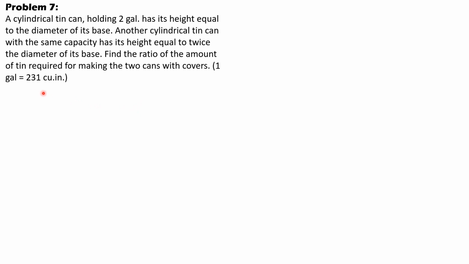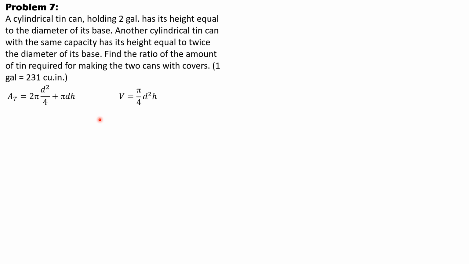So the total surface area is twice the area of the base, which is circular, plus lateral area, which is circumference times height. So the area of the base is pi over 4 diameter squared, times 2. Then the lateral area is pi dh, where pi d is the circumference. Then the volume is area of the circle, pi over 4 diameter squared, times height.